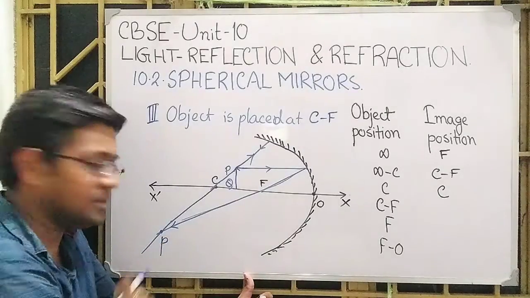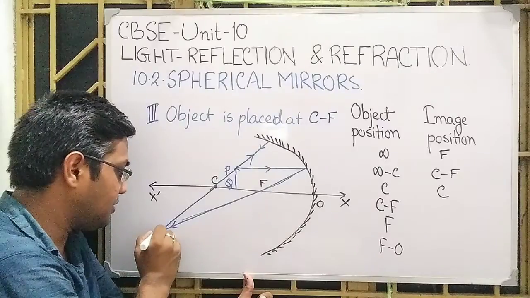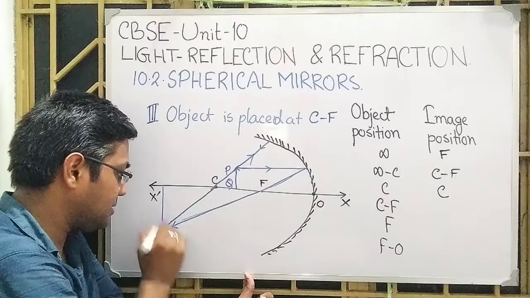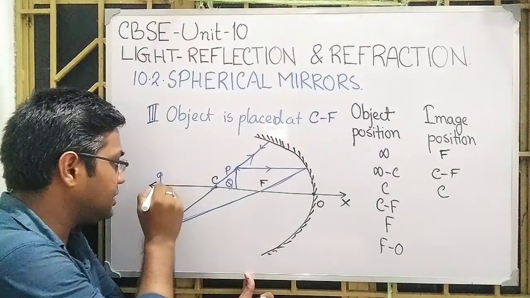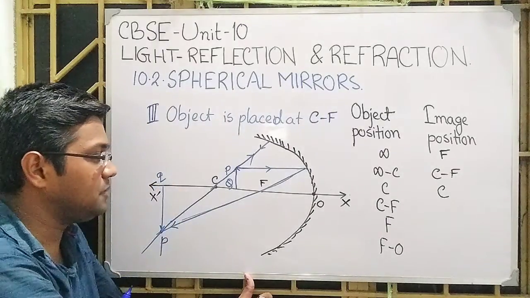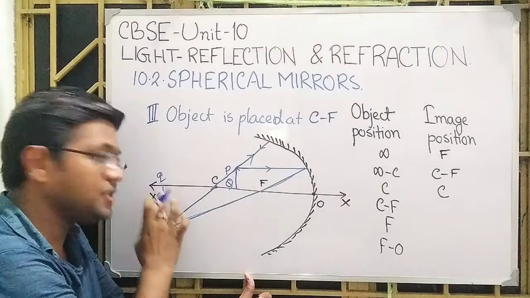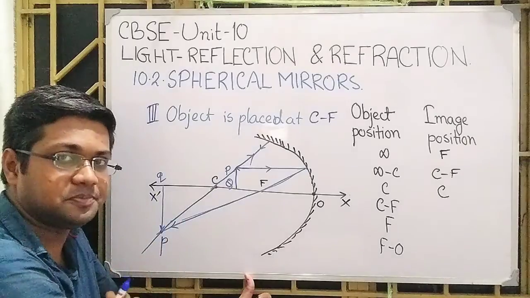So small p is the image of capital P, and if I draw a perpendicular from small p on the principal axis, then it intersects the principal axis at the point small q. So small pq is the image of capital PQ.